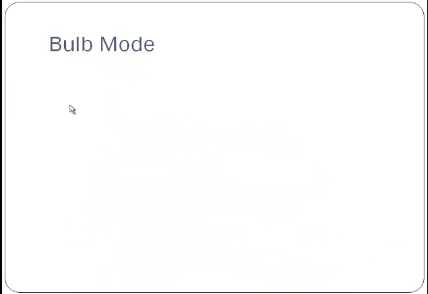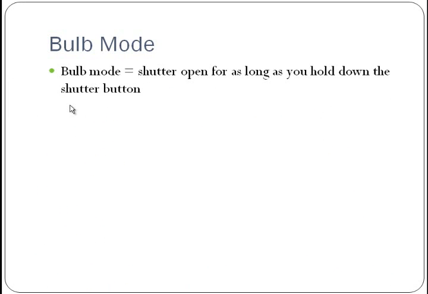Bulb mode is only on the DSLRs, and it holds the shutter open for as long as you hold down the shutter button.